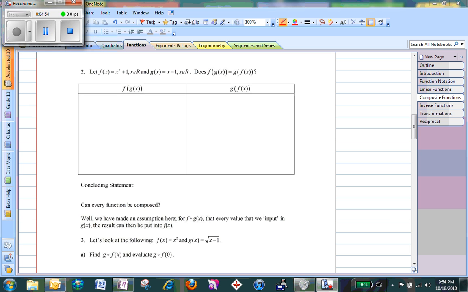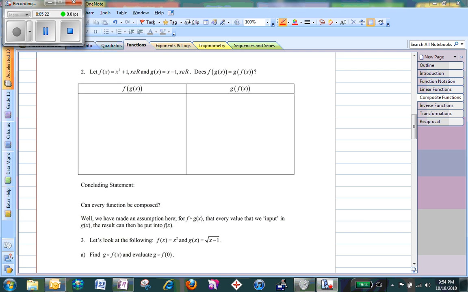So we're going to show you an example that proves basically that you can't just put one function in another and hope that you're right. In this question it says f of x is x squared plus 1, which is a parabola that's gone up 1 unit, and I tell you that x is an element of real numbers. g of x is equal to x minus 1, where x is an element of real numbers as well, and this is a line. It says here, does f of g of x equal g of f of x?